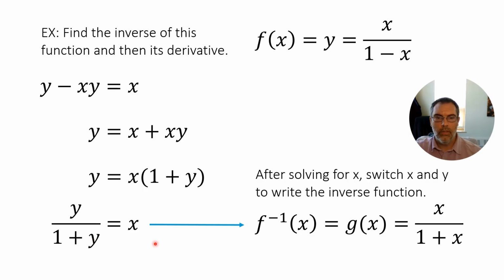Okay. So we have the inverse function. If we want to write it as a function of x, which is the standard practice, you just switch the identification of x and y. And what that is really saying is that the domain of the original function becomes the range of the inverse function. The range of the original function becomes the domain of the inverse function. So our inverse function is now g of x, x over 1 plus x. So I just replaced y with x and x with y.